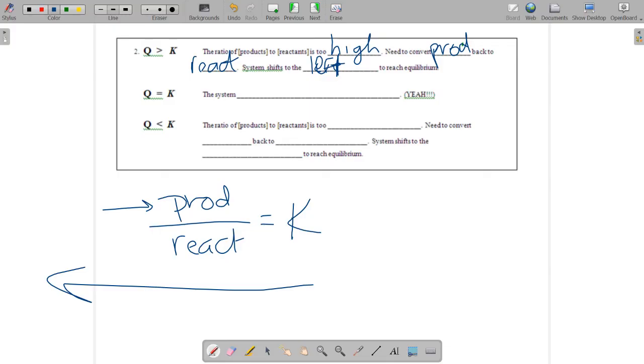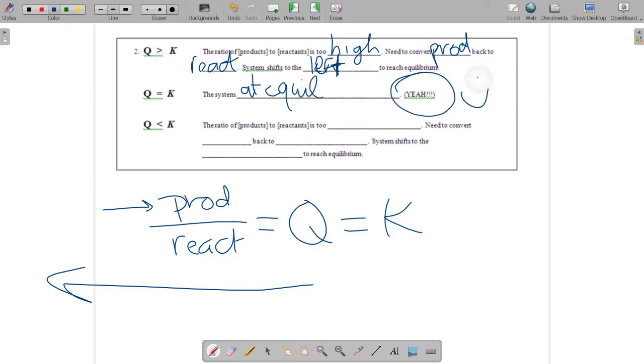Now, if we solve for Q and our Q is equal to K, then guess what? The system is at equilibrium. And it won't shift either way because at that point it is at equilibrium and it's sitting right there. Now, if Q is less than K, then the ratio of products to reactants is too low. And we need to convert some of the reactants back to products. The system will shift to the right to reach equilibrium.